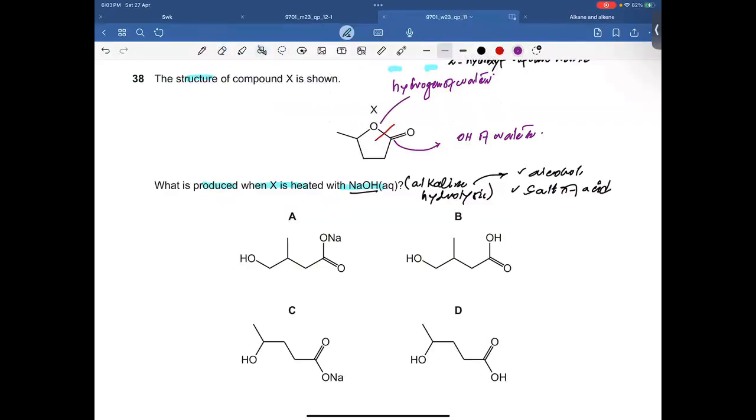So this oxygen is getting hydrogen of water, and CO is getting OH of water. As a result, I'll get the product, and the product would be like this. This is C, OH, then we have CH2, then again CH2, then again we have CO, O-Na, because it is a salt of acid.